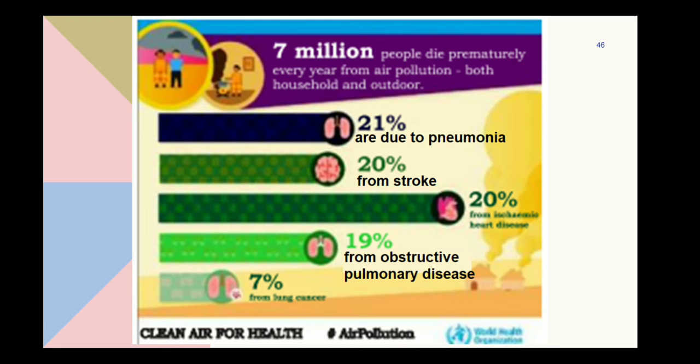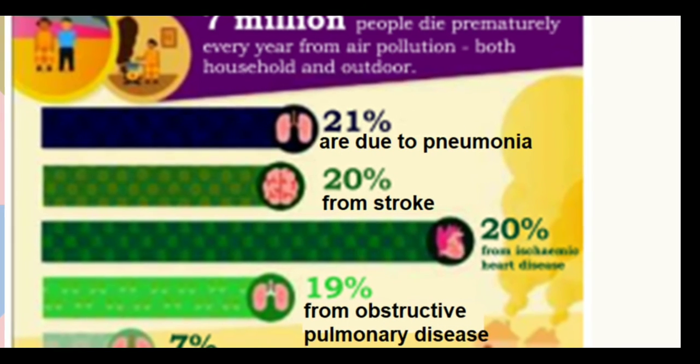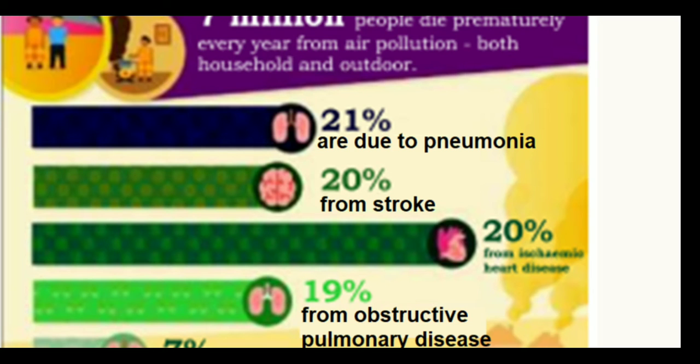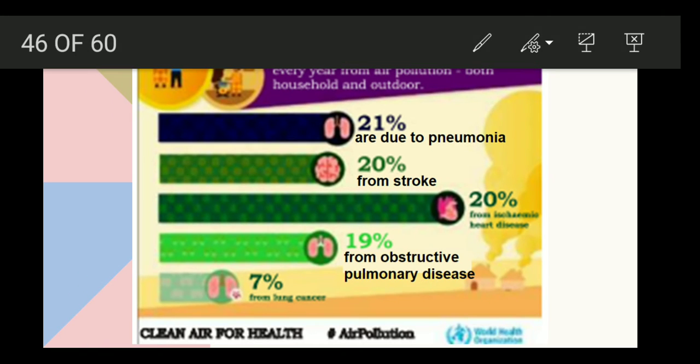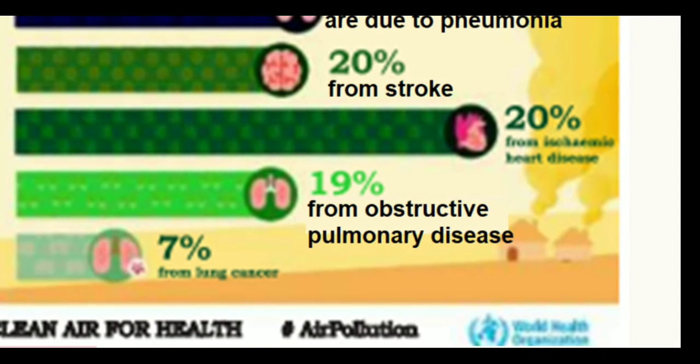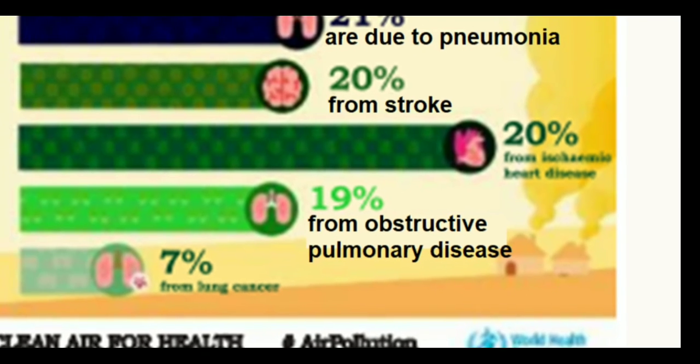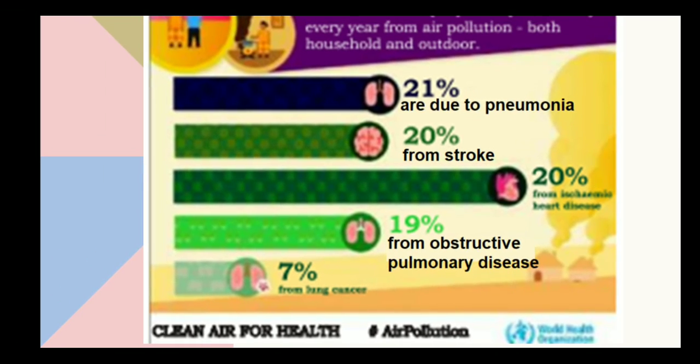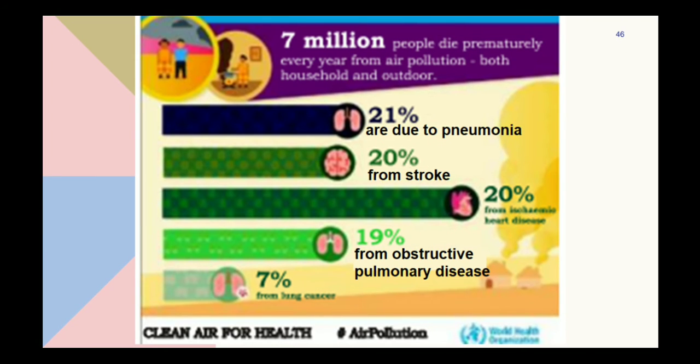So this is a chart that shows the number of deaths. People die prematurely every year from air pollution, both household air pollution and outdoor air pollution. And 7% of the people die with lung cancer, and 19% die with obstructive pulmonary diseases, the diseases that obstruct your airways. And then heart diseases, 20% of people die from other heart diseases, and 20% die from stroke, and 21% die due to pneumonia.